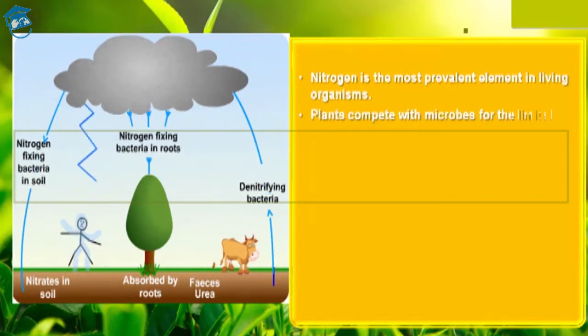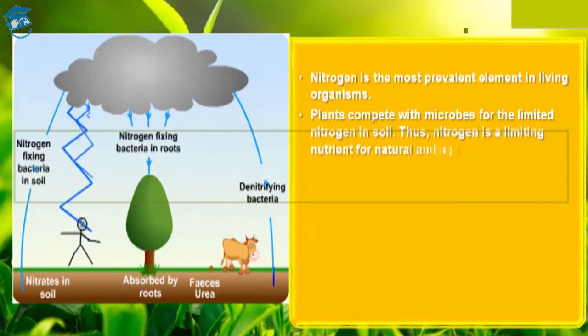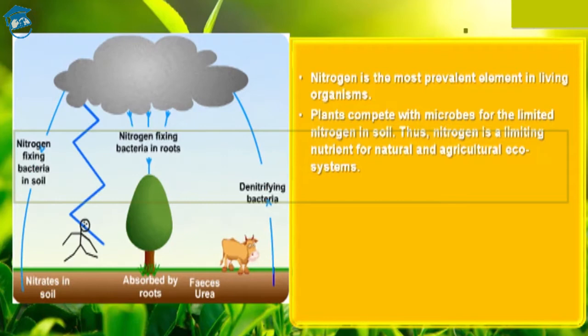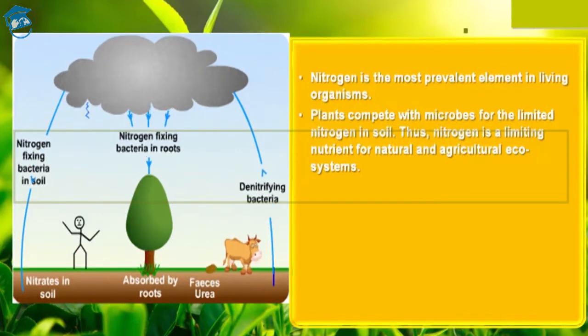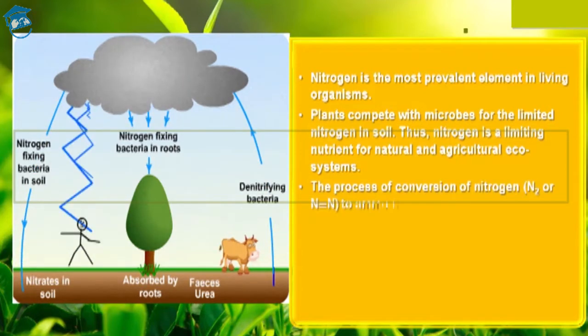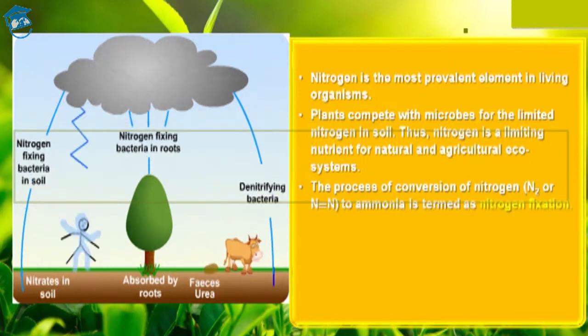We very well know that apart from carbon, hydrogen and oxygen, nitrogen is the most prevalent element in the living organism. And nitrogen is a constituent of amino acids, proteins, hormones, chlorophyll and many of the vitamins. Plants compete with microbes for limited nitrogen that is available in soil, students. Thus nitrogen is a limiting nutrient for both natural and agricultural ecosystems, students.